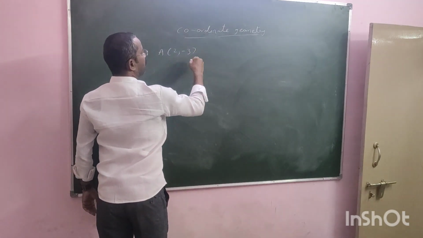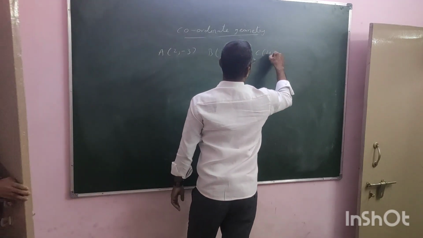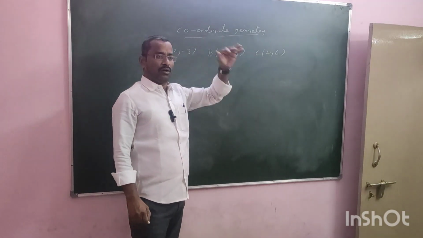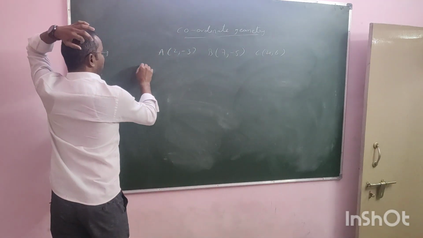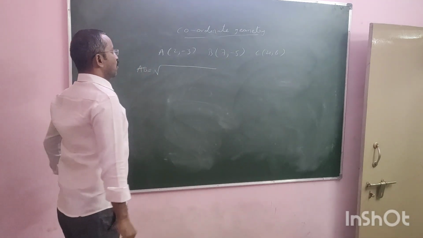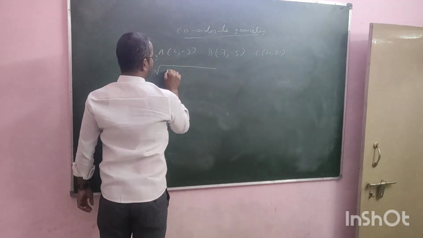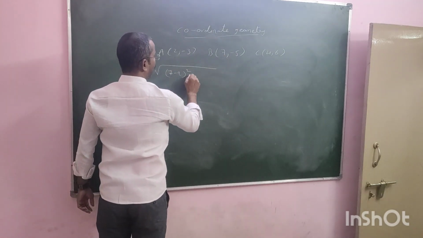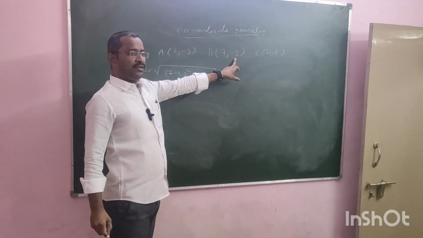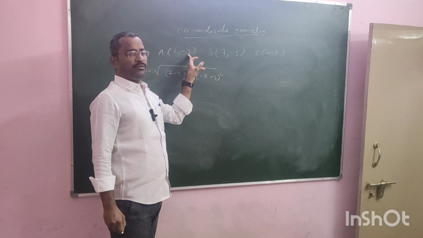A (2, -3), B (7, -5), C (4, 6) is given. The question asks whether they are collinear or not. AB is equal to, AB stands for distance, and you can write x1 y1, x2 y2. So the square root of (7 minus 2) whole squared plus (-5 plus 3) whole squared, because it should be minus 5 minus 3, but because a minus is already there, minus of minus becomes plus.